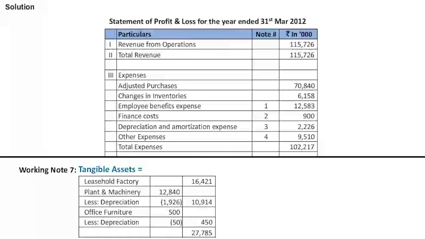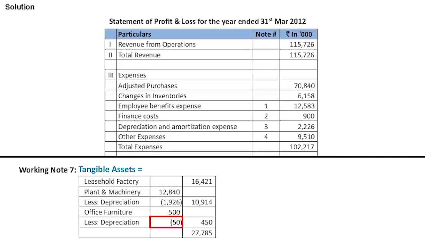Then depreciation: 15% on plant and machinery and 10% on office furniture. So 10% of 500 for furniture and 15% of 12,840, that is 1,926. So all that will be deducted from the assets. So this is done. And then this depreciation will be part of your statement of profit and loss.